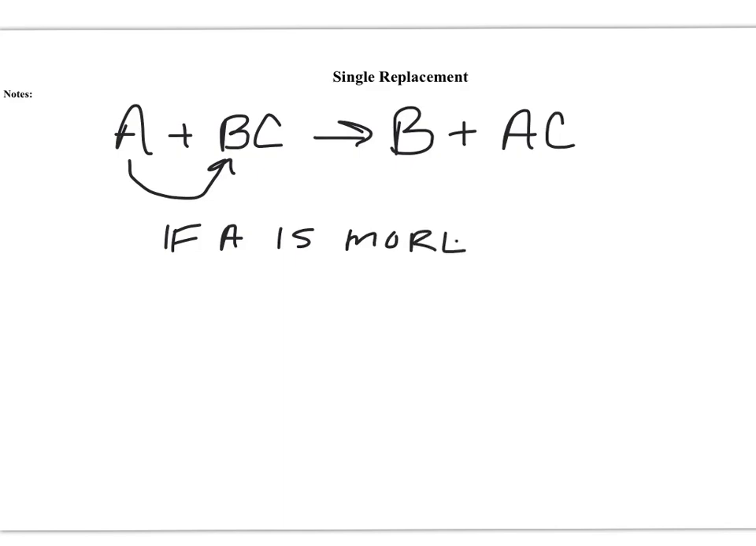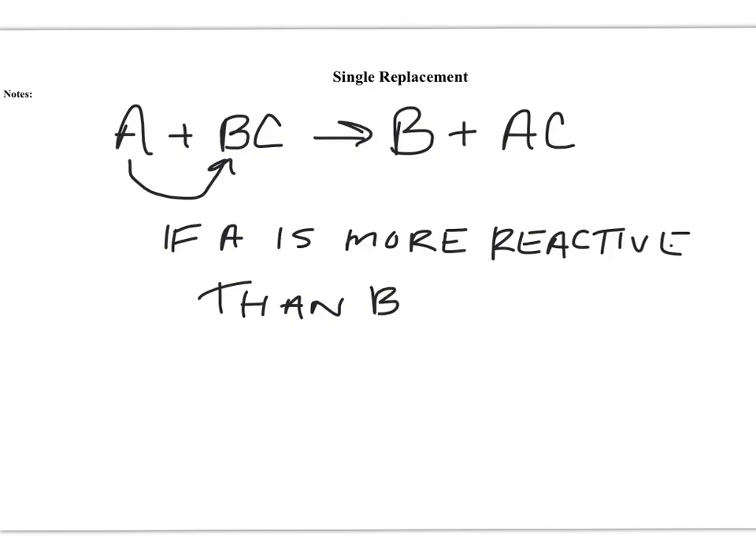All right, now how would you figure out if A is more reactive than B? You would have to do that by using your activity series. To do so requires a chart that is going to be given to you.